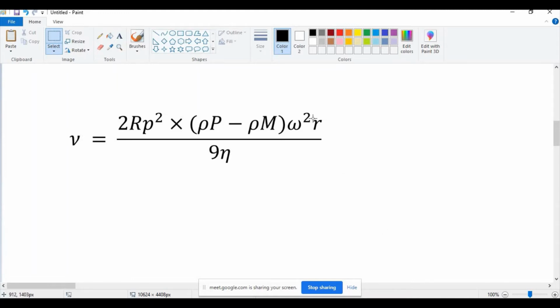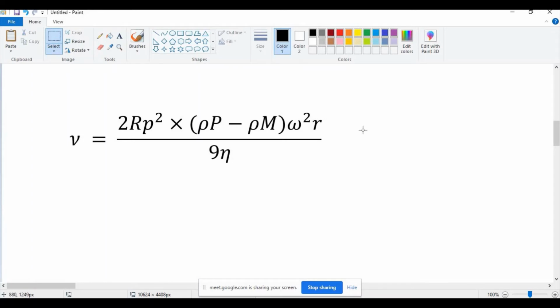So what this indicates is that the RPM, or revolutions per minute, the speed of the centrifugation, is directly proportional to the velocity of the sedimentation. This is understood. When you increase the speed of centrifugation, these particles will move towards the bottom of the tube faster. Then the next comes the radius.